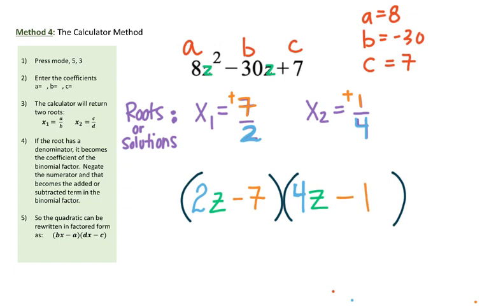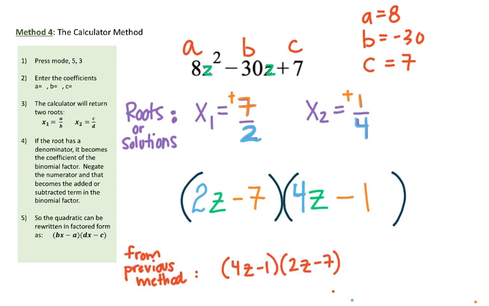Now if you rewind the video and you see the previous method and the previous example, it has the terms listed in a different order, but still equivalent. The previous answer we got was 4z minus 1 times 2z minus 7. It doesn't matter which order the binomials are listed, it's still a product of the same binomials and the same answer.